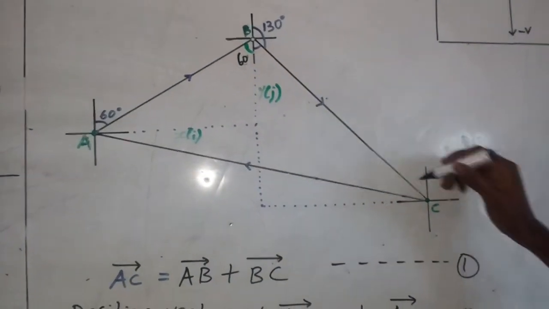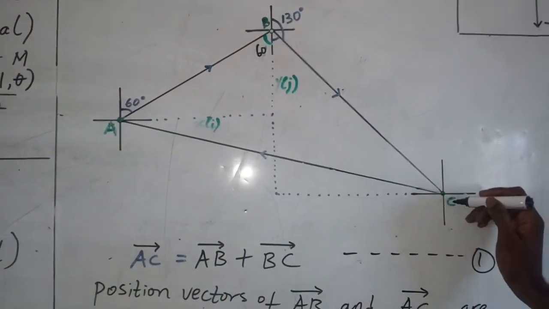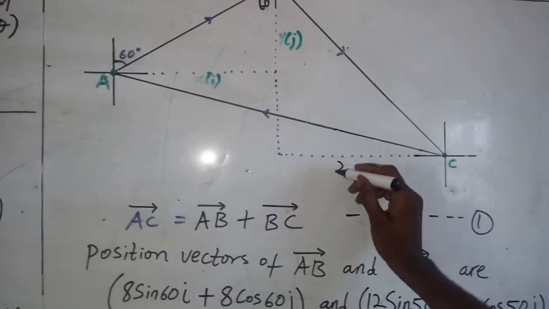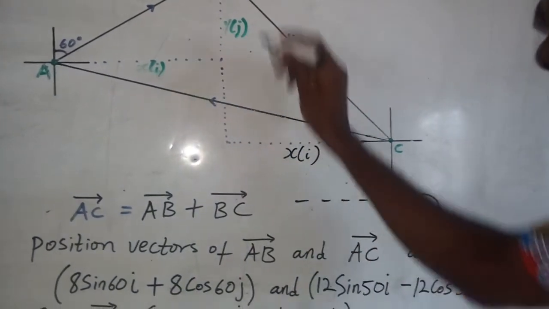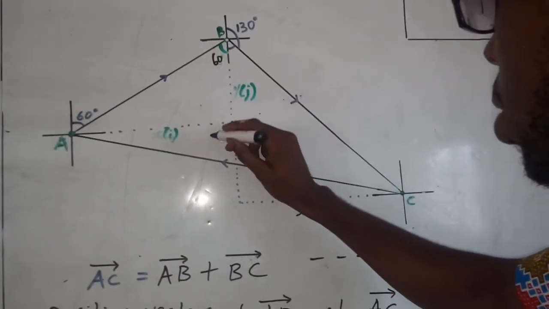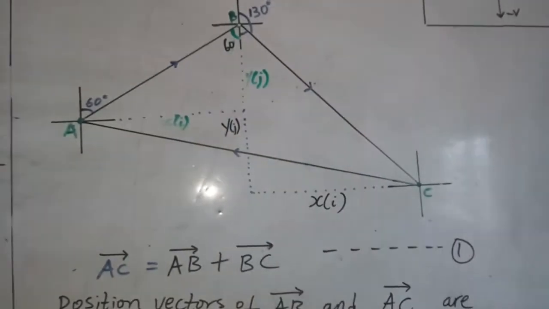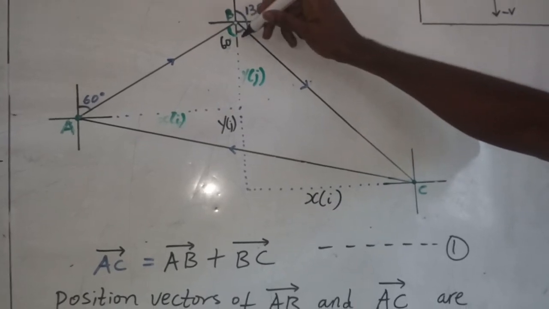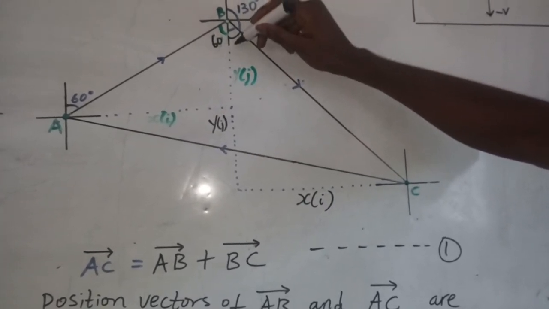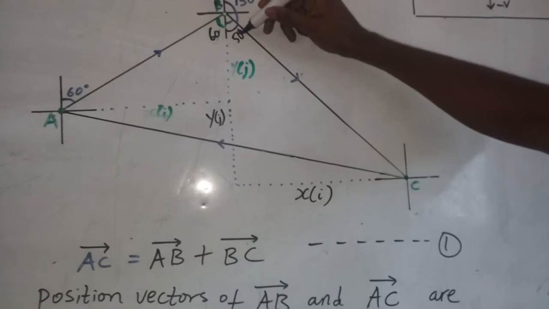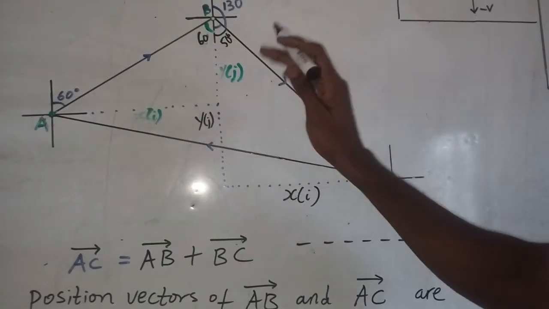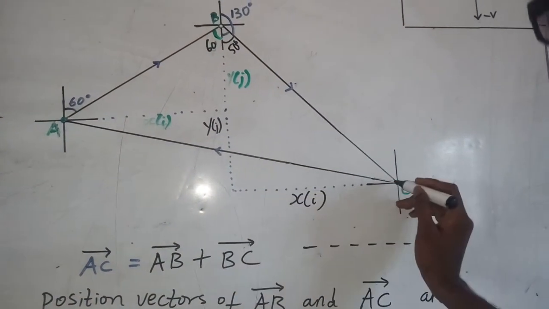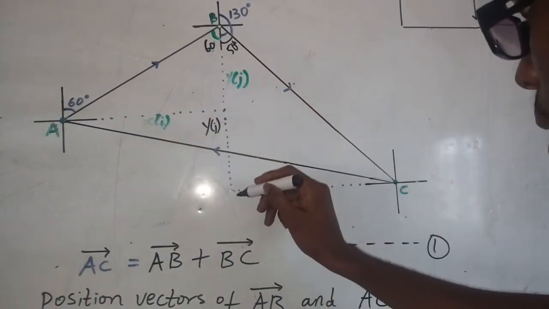Also, in this case, this is the vector BC. We are meant to find the x dimension, measured in i, and the y dimension, measured in j. So, knowing that this is 60 and knowing that this is 130, 180 minus 130 gives us 50 degrees. So using this 50 degrees, we can use SOHCAHTOA, not Pythagoras. We use SOHCAHTOA to find the x dimension and y dimension.